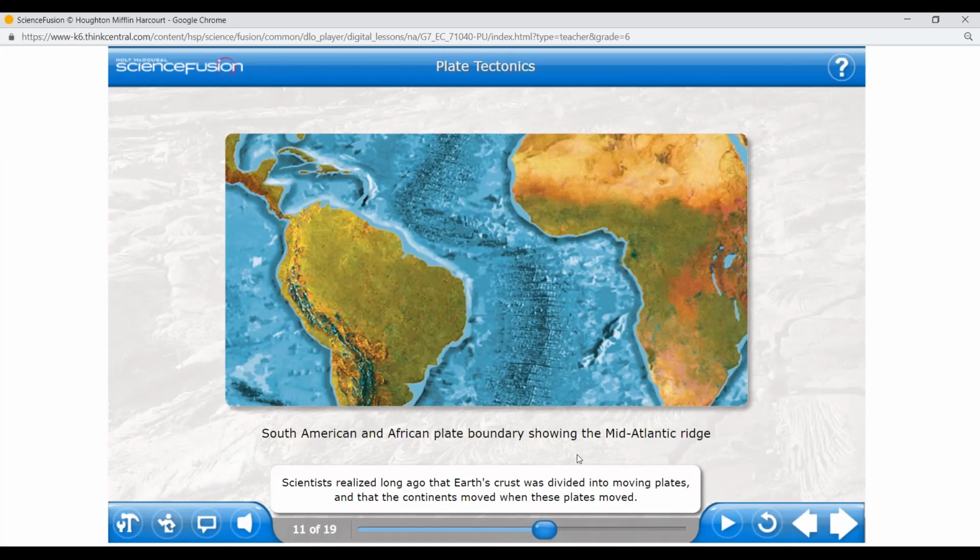Scientists realized long ago that Earth's crust was divided into moving plates and that the continents moved when these plates moved. Later on, these scientists realized that the crust was divided into moving plates, and when these plates move, the continents also move.